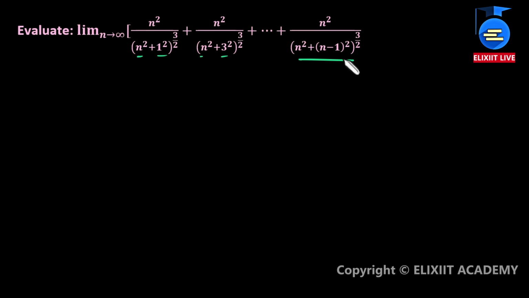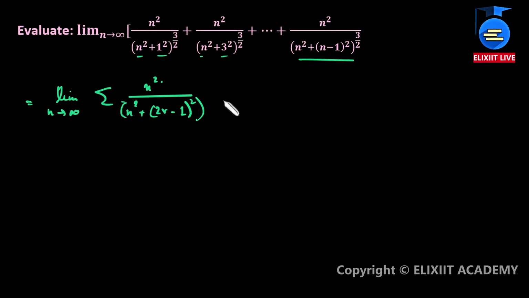Okay, so what I do first, over here we have limit n tends to infinity. To write this in terms of sigma, this is our first target, right? So we write this in terms of sigma. So sigma, we have n square upon, the numerator is n square. So we have n square plus, this is 1 square, 3 square, 5 square. So definitely we shall have (2r minus 1) whole square, isn't it? (2r minus 1) whole square, to the power 3 by 2.